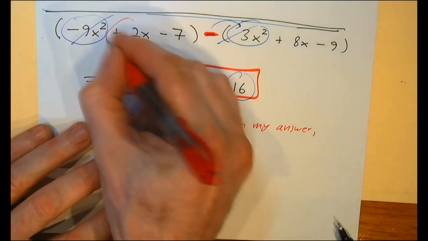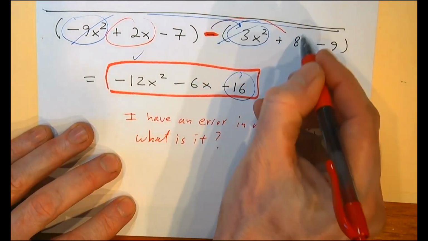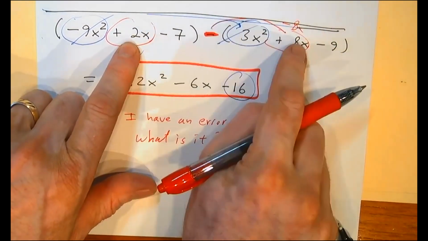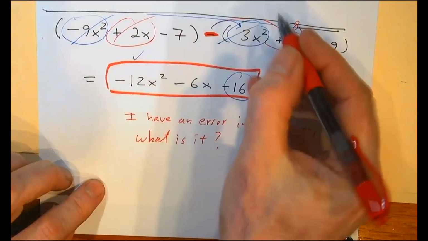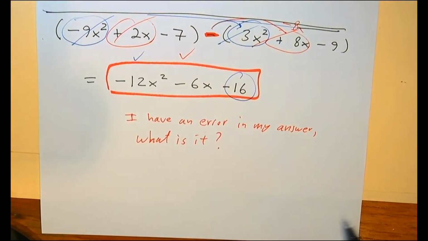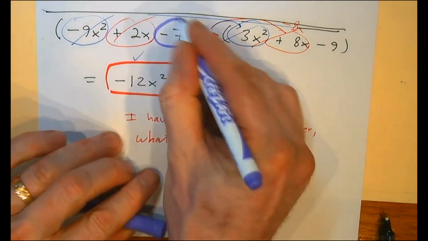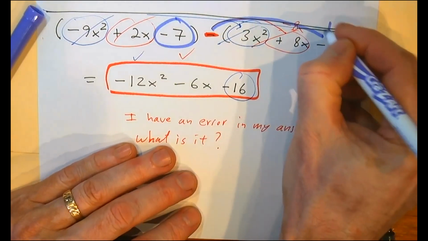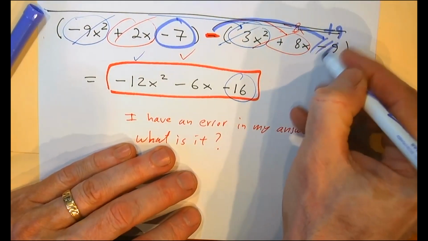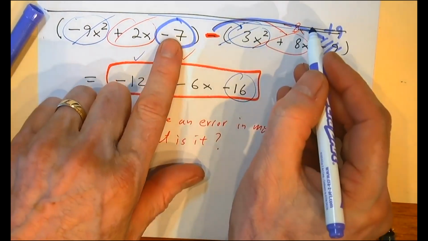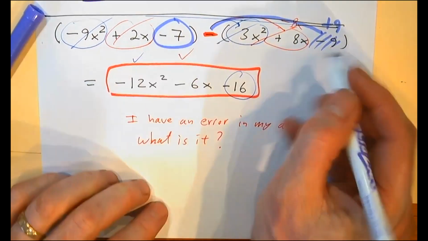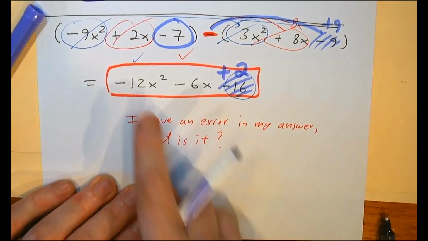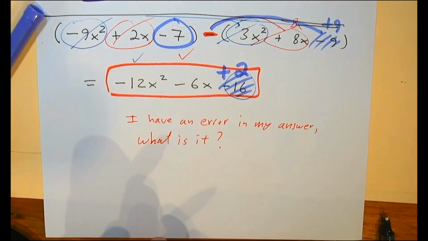We've got 2x minus 8. So remember, you're minusing 8. 2 take away 8 is negative 6. That's okay. But the last piece, it's wrong. Negative 7 minus a minus is actually plus 9. So negative 7 plus 9, or read it backwards, 9 minus 7, this part should have been plus 2. So that's your correct answer.